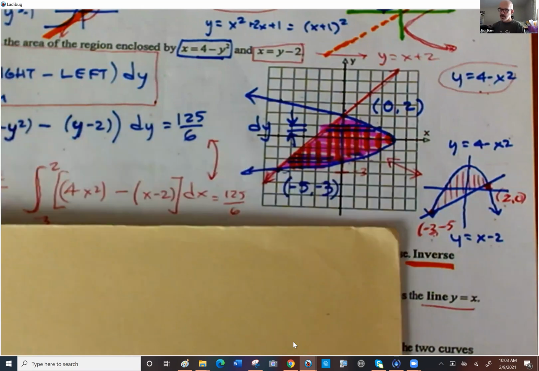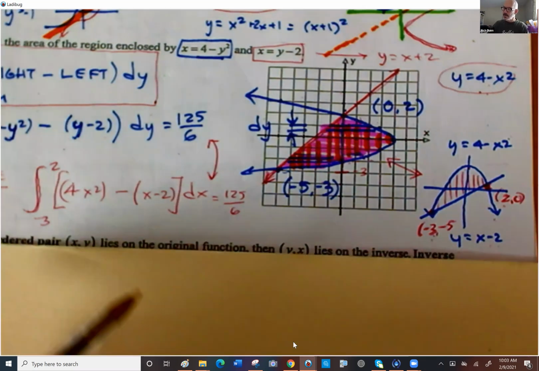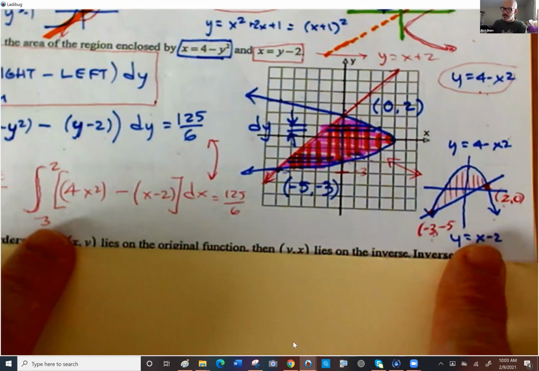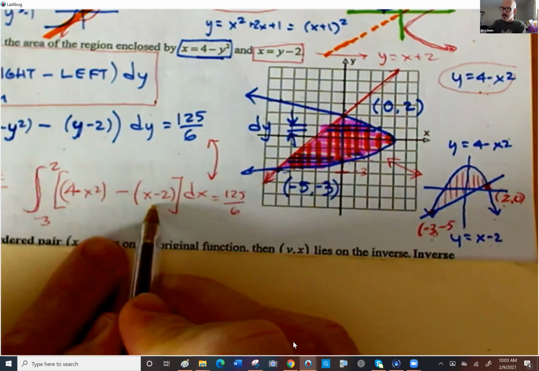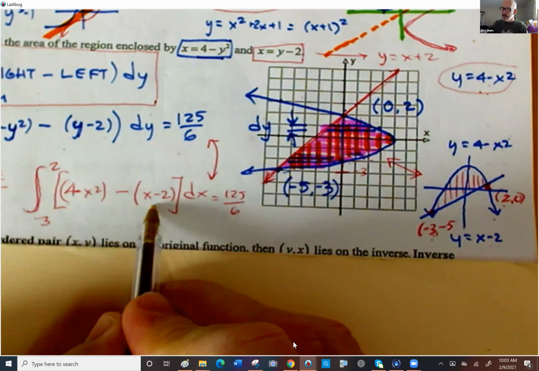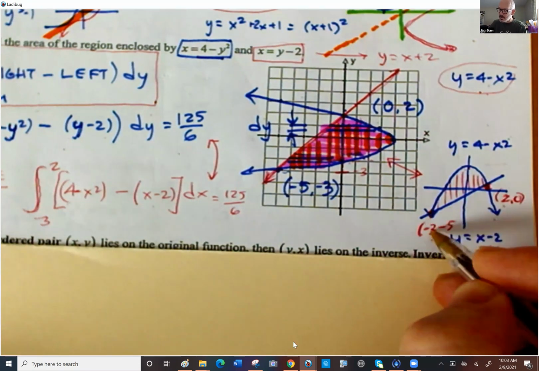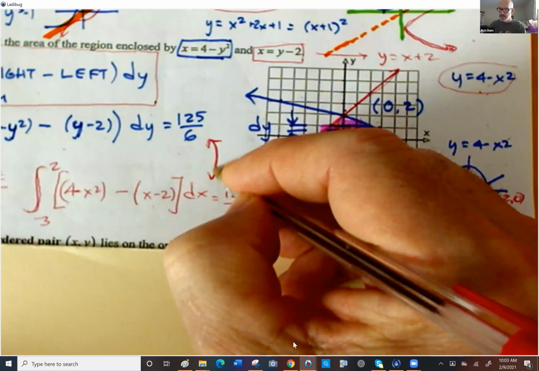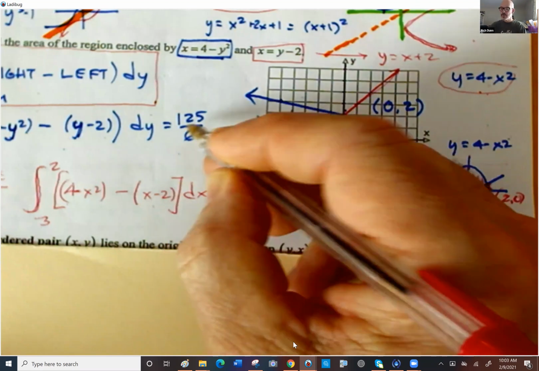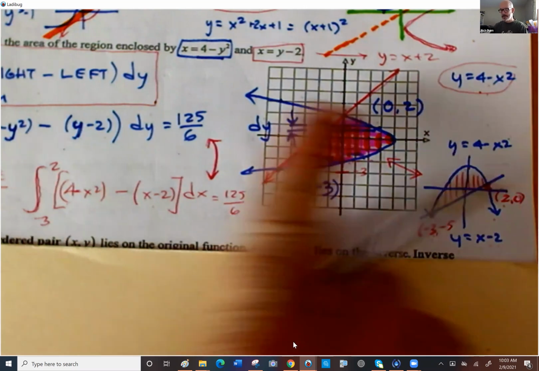And let's take a look at this one. The inverse function is going to have the top being our parabola and the bottom being our line. And we're going to integrate this from x equals -3 to x equals 2. And the end result is the exact same as if we were to graph the inverse functions.